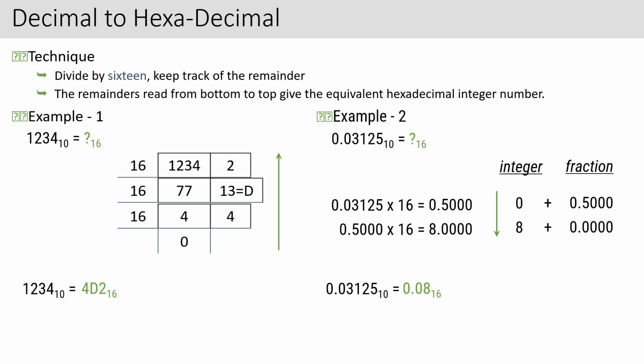Okay, in the integer number it was from the bottom to the top, but here you'll have to write from the top to the bottom and with the points. Now comes the question: how can we convert a hexadecimal number to a decimal number system? The technique will remain the same.